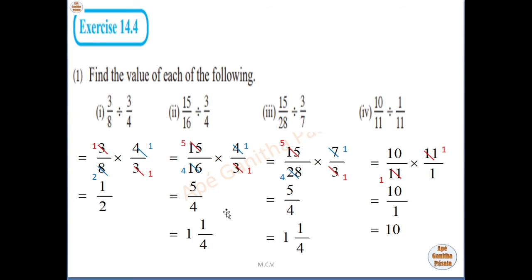Check whether your answer is correct or wrong. 4 multiplied by 1, 4. 4 plus 1, 5. 5 over 4. So your answer, your mixed number, is correct.